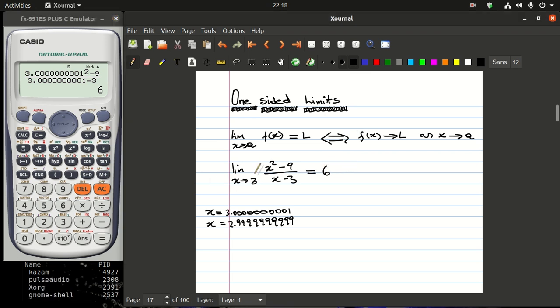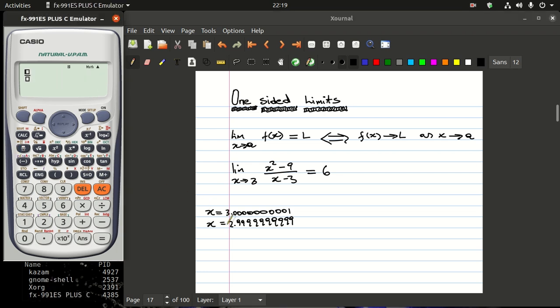So this one, the limit. Now I'm going to try and put this value here, 2.9999999999. I square it, I subtract a 9, I divide by 2.9999999999, and then I subtract a 3. What am I actually getting here? I'm also getting a 6. So the limit, or the limiting value of this particular function, is 6 as x approaches 3. You can actually do that because that's the meaning of a limit.